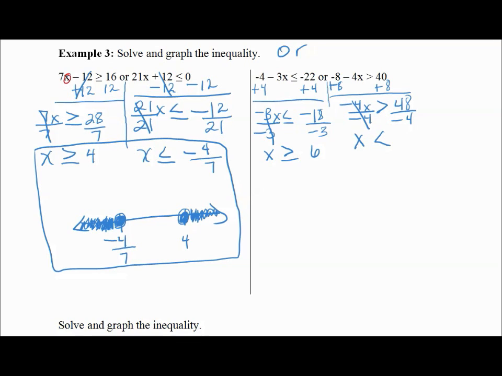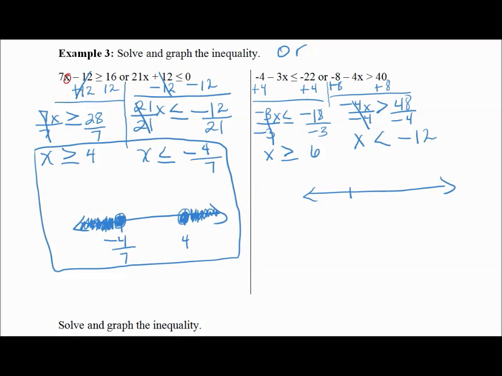Reverse the symbol because I divided by a negative. And 48 divided by negative 4 is negative 12. Okay, now I'm ready to draw the graph. I have my intervals: x greater than or equal to 6 and x less than negative 12.